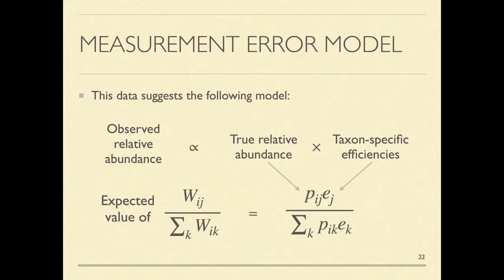What does this data potentially tell us about the way that microbiome observed profiles are reflective of what's actually present in the environment? I'd say this data suggests the following model. It's telling us that the observed relative abundances are proportional to the true relative abundances that are actually present in the environment, multiplied by taxon-specific efficiencies.